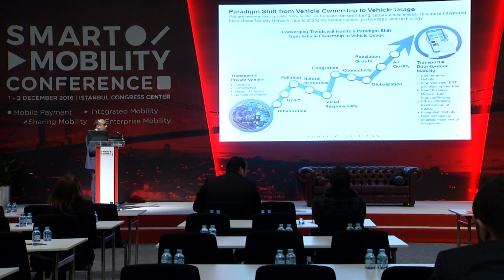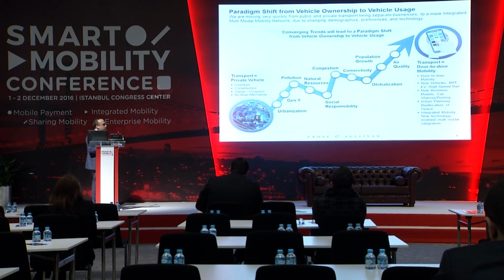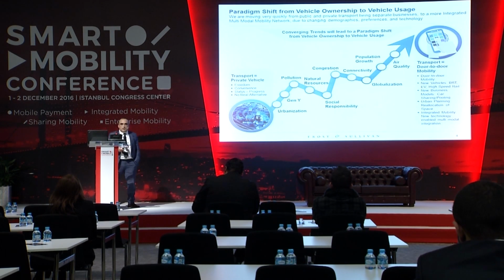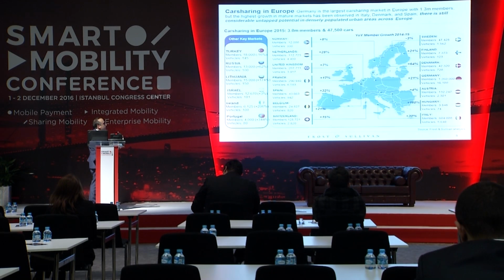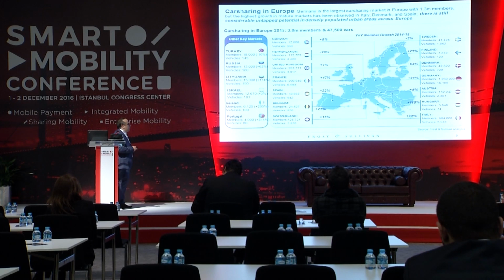Because of that, we are seeing new business models like car sharing and carpooling, and also new vehicles or transport models like electric vehicles, high-speed rails, or BRT, the bus rapid transport system, which is actually Metrobus in our language. Now, let's look more at car sharing. Here we are seeing the car sharing figures for Europe. It's a very congested slide, with lots of information.